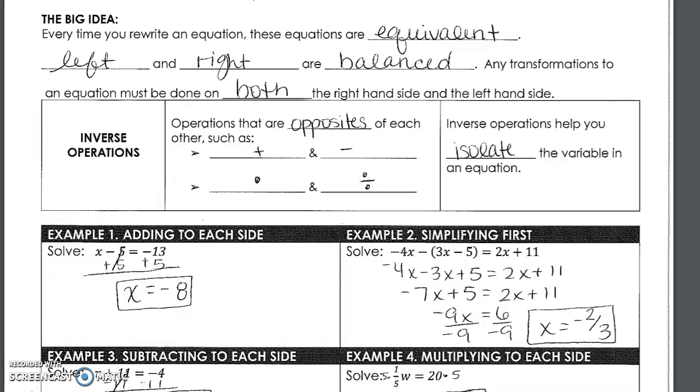Now, it's not shown here, but I know that you can check all of your work. You can take that -8, plug it back into the original equation, and make sure that it works. So you plug in -8: -8 - 5 is equal to -13. You can check and make sure you did it correctly.